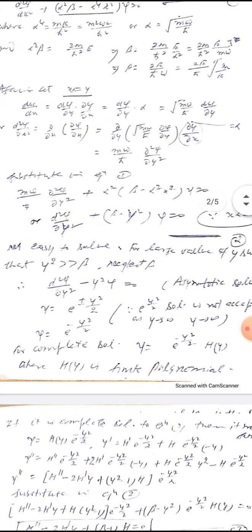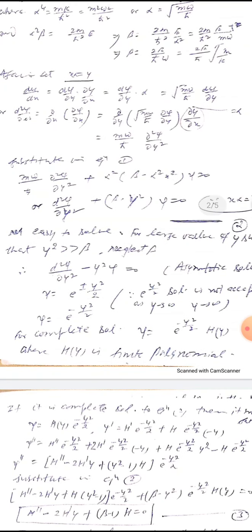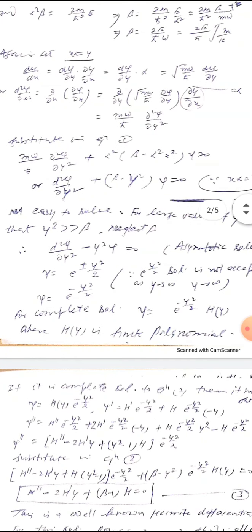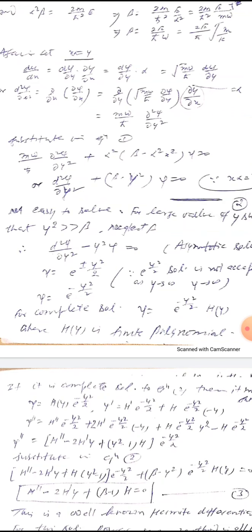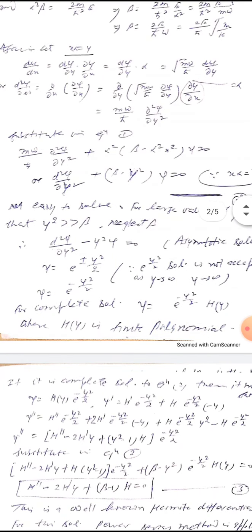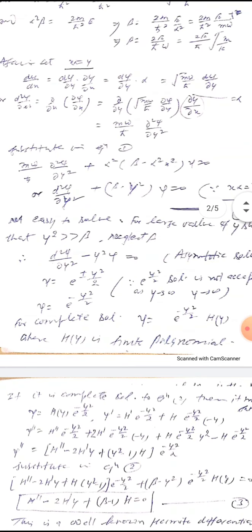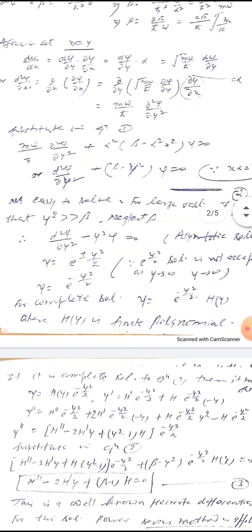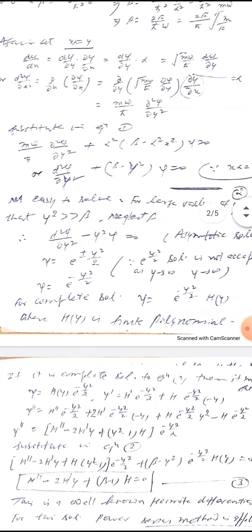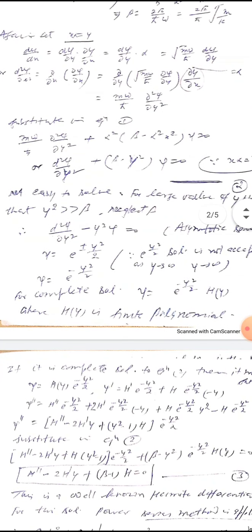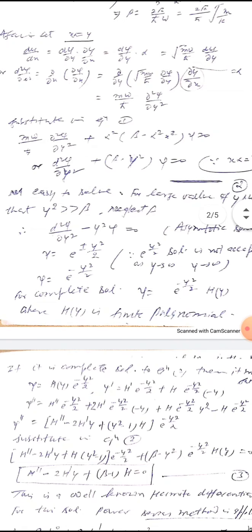Now let us try to solve this equation. First, for the asymptotic solution, xi is very large, so neglect beta. So d2 psi by d xi square minus xi square psi is equal to 0. This is a second order differential equation which gives the solution psi is equal to e power plus or minus xi square by 2. Now we have to check which solution is correct, or which solution fits our problem.